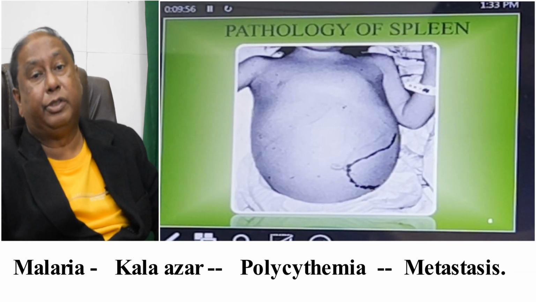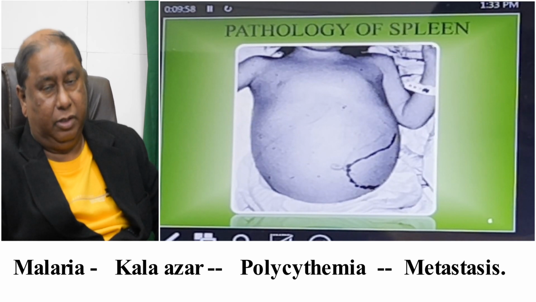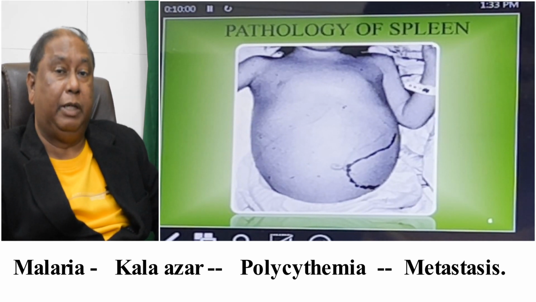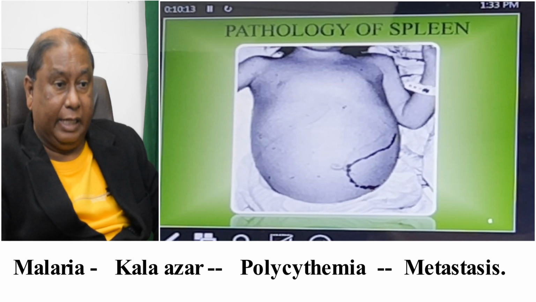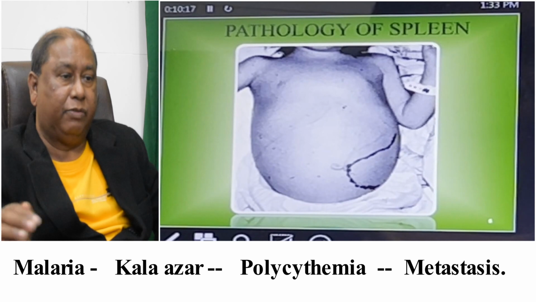What are the common causes of splenomegaly? Common causes of splenomegaly: number 1 is malaria, number 2 Kala-Azar, number 3 polycythemia, number 4 metastasis of cancer from different parts of the body.